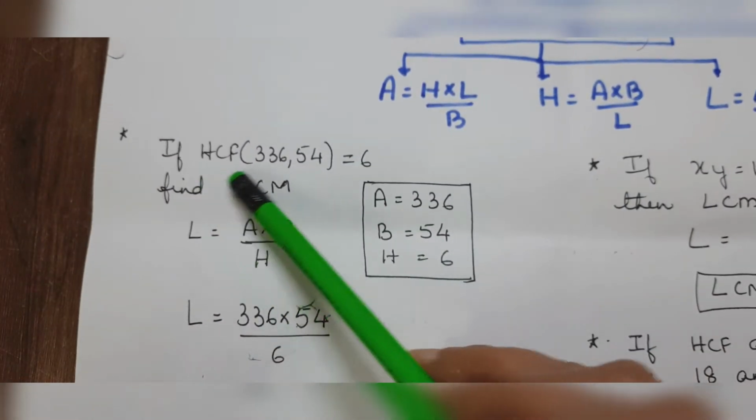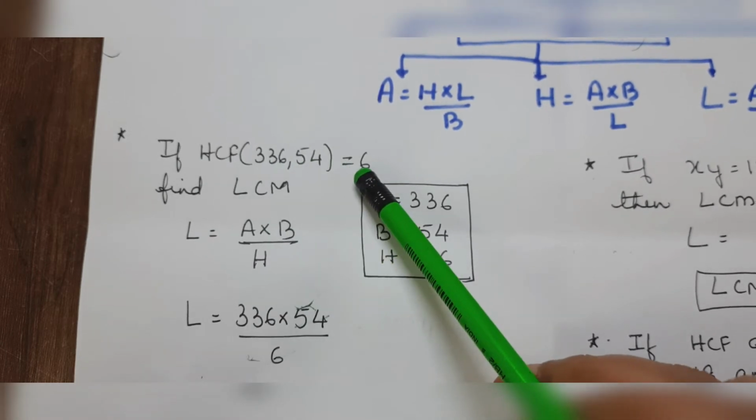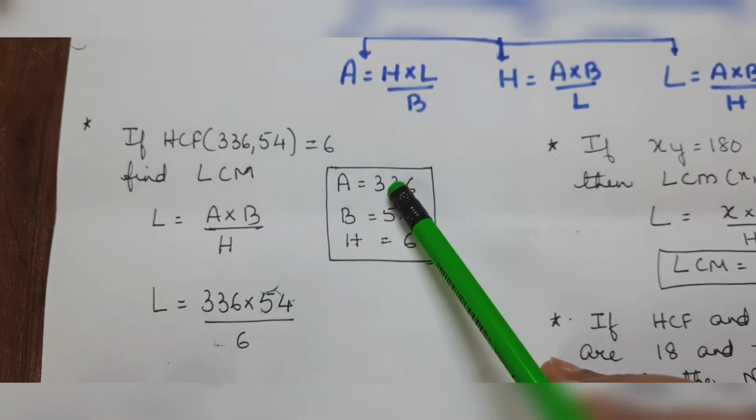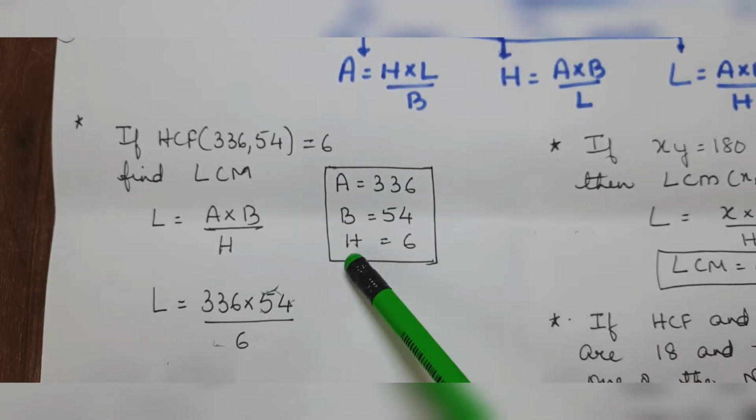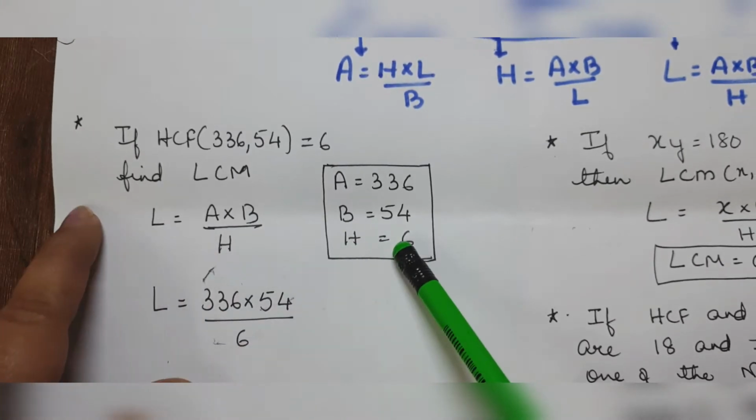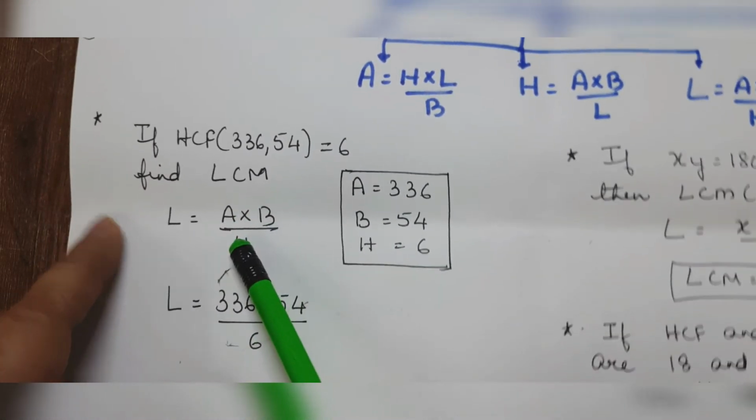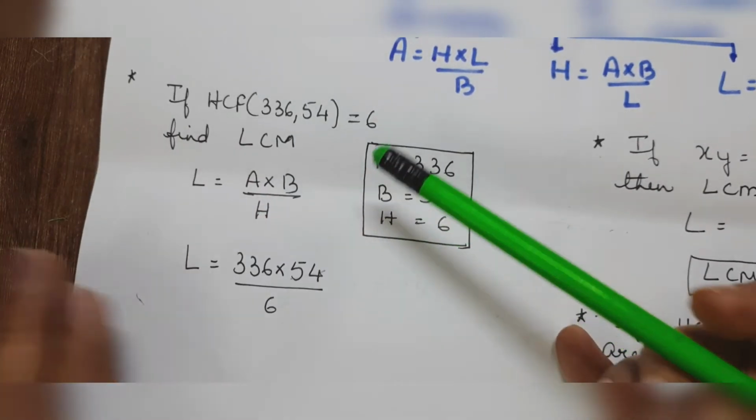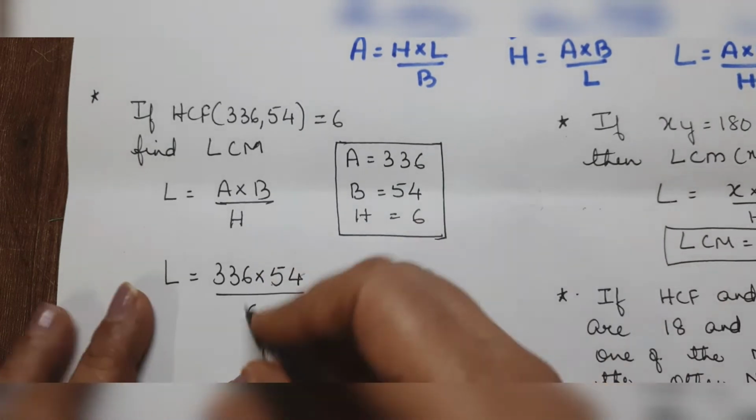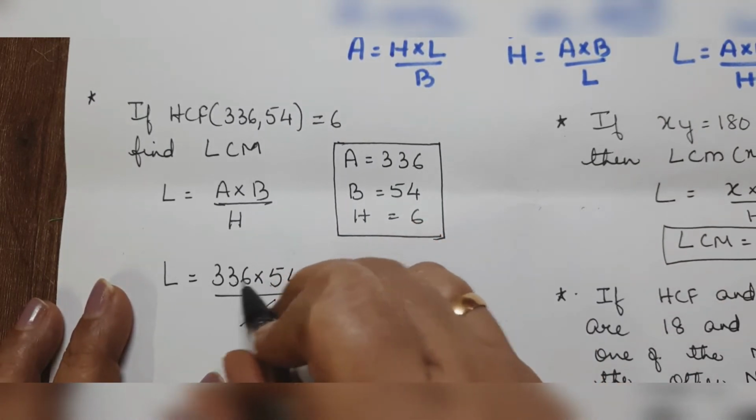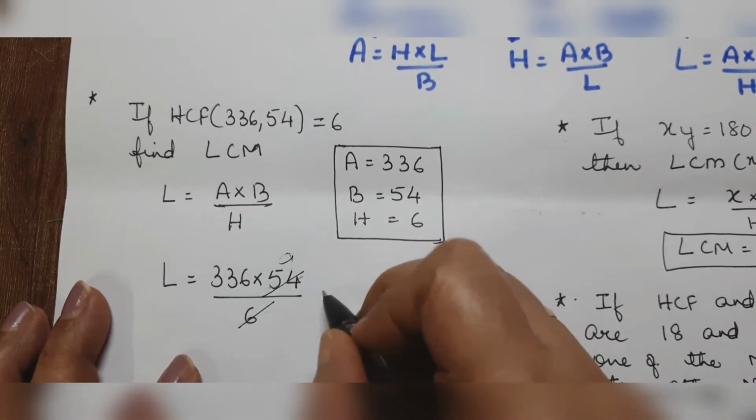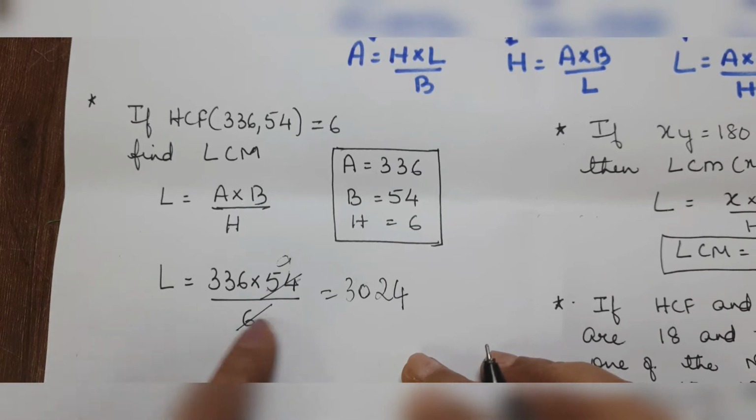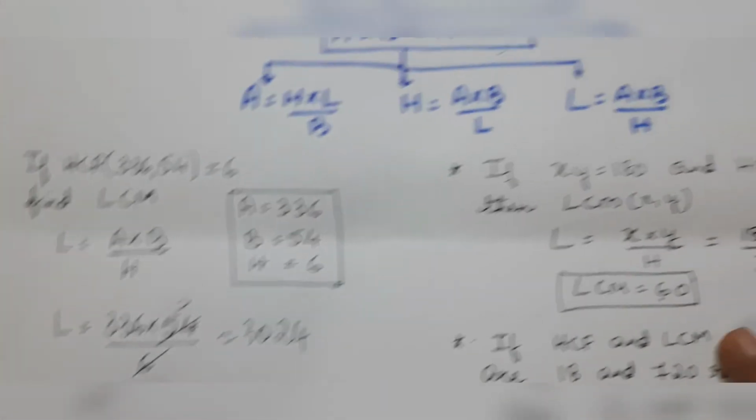So first question: HCF of 336 and 54 is given as 6. You have to find out the LCM. A is 336 and B is 54. Given here HCF is 6, so the LCM formula is A into B by H, product of two numbers divided by HCF. Working it out, we get 3024 as the answer. Therefore LCM is 3024.